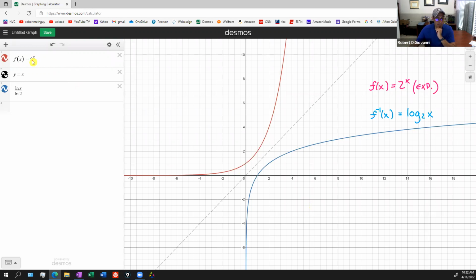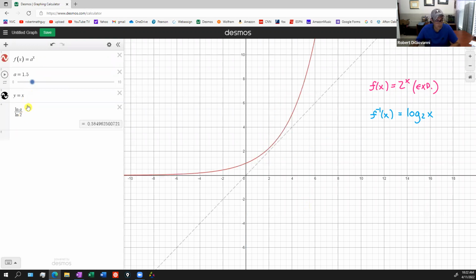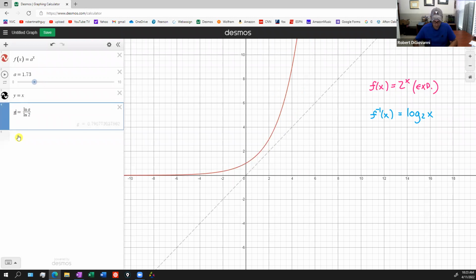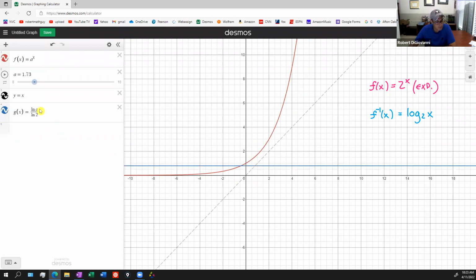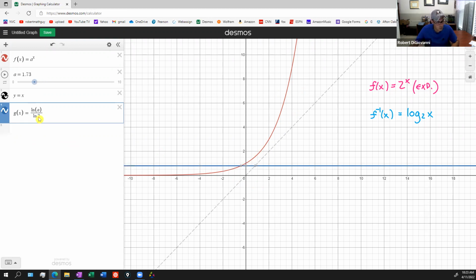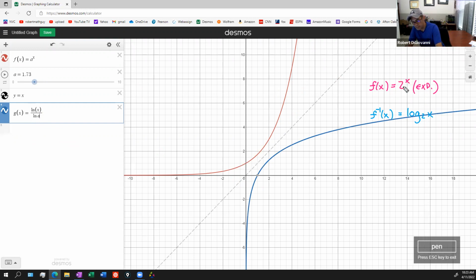I'm gonna change the problem a little bit. Instead of doing 2 to the x, I'm gonna do a to the x. Oh, sorry. Natural log x did the wrong thing. There. Okay. So look, now instead of giving you 2 to the x up here, what I'm giving you is a to the x. Instead of log base 2, I'm giving you log base a.